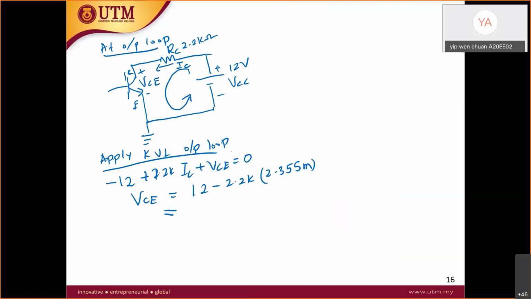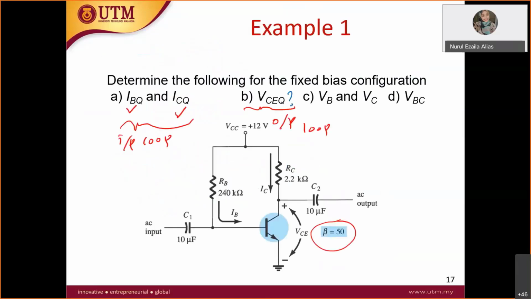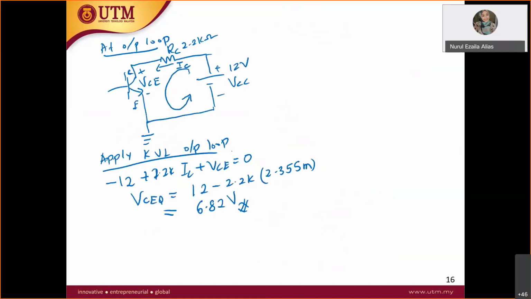6.819. All right, great. 6.8, oh, sorry, 82 volt. Okay, so this is at Q point, VCEQ. Now you are getting the VCEQ. So up to here, do you all have any question? Clear, very clear? All right, great.